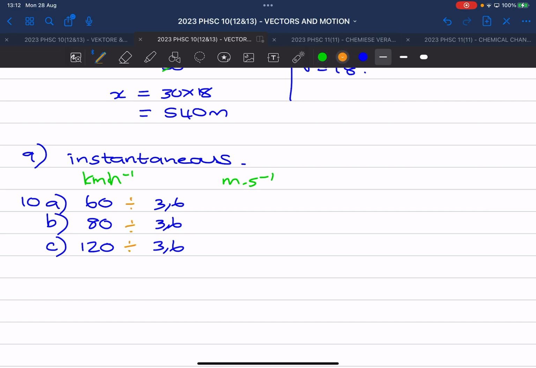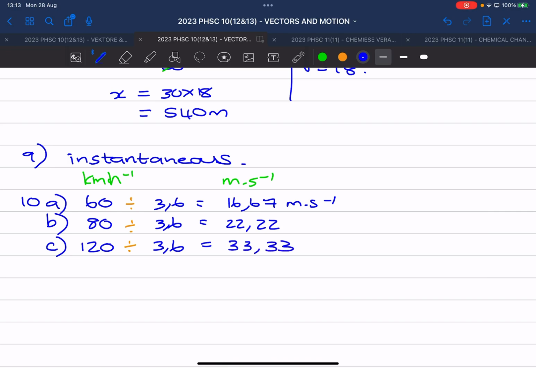Okay, for the first one, Hope, what do you get? Next one, Arelo. 22.22 meters per second. And last one, Retabile. 33.33 meters per second.